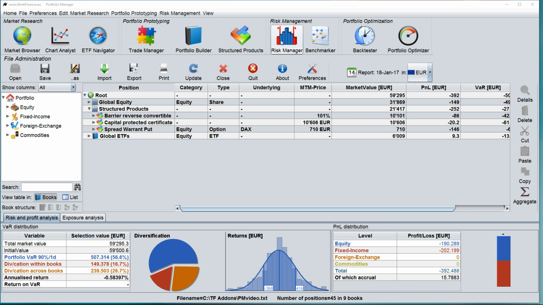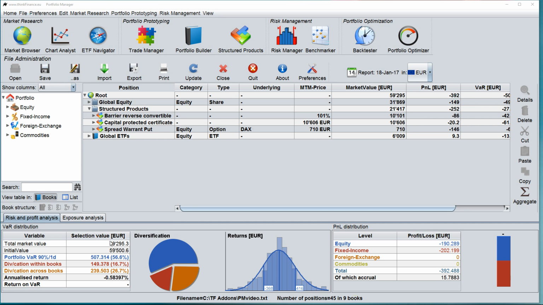I would like to give you a brief introduction to the thinkFinance Risk Manager, which you can open by clicking on this button here in the main window. Now, in simple words, the Risk Manager will give you a more detailed version of the risk and P&L analysis that you see down here in the risk and P&L summary in the main window.